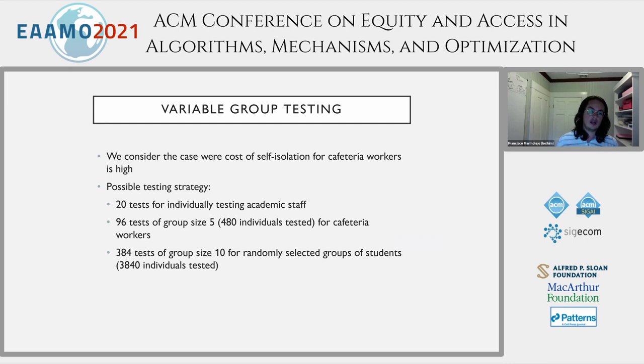Now, the strategy that we propose, and it's what we've implemented in software, is to look at, essentially, per segment, allocating a different number of tests at different group sizes. Let's consider a potential testing strategy: 20 tests for individually testing academic staff, maybe 96 tests of group size 5, which covers all 480 individuals of the cafeteria. And let's say that for the remaining 384 tests, we do a group size of 10 for the rest of the population.